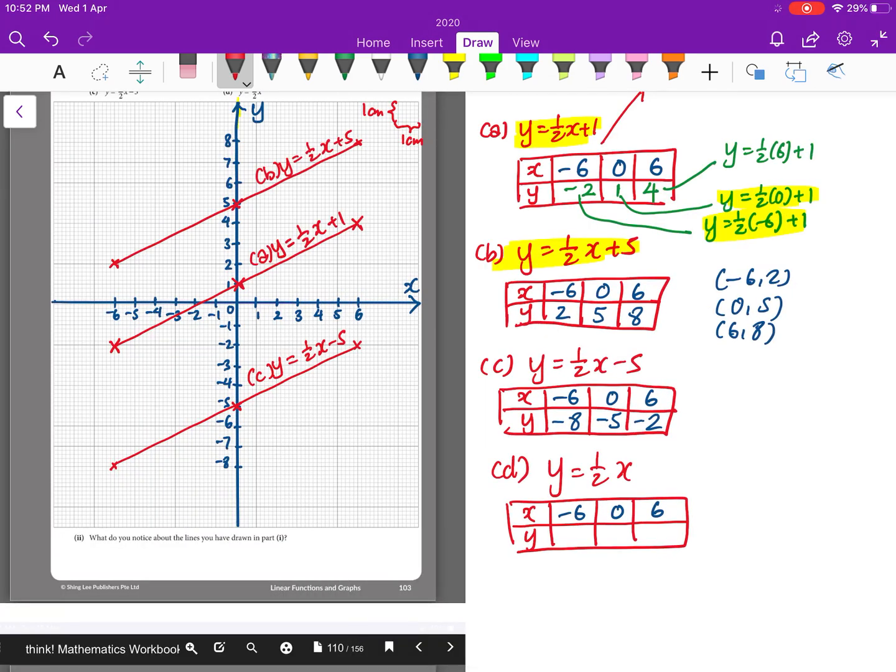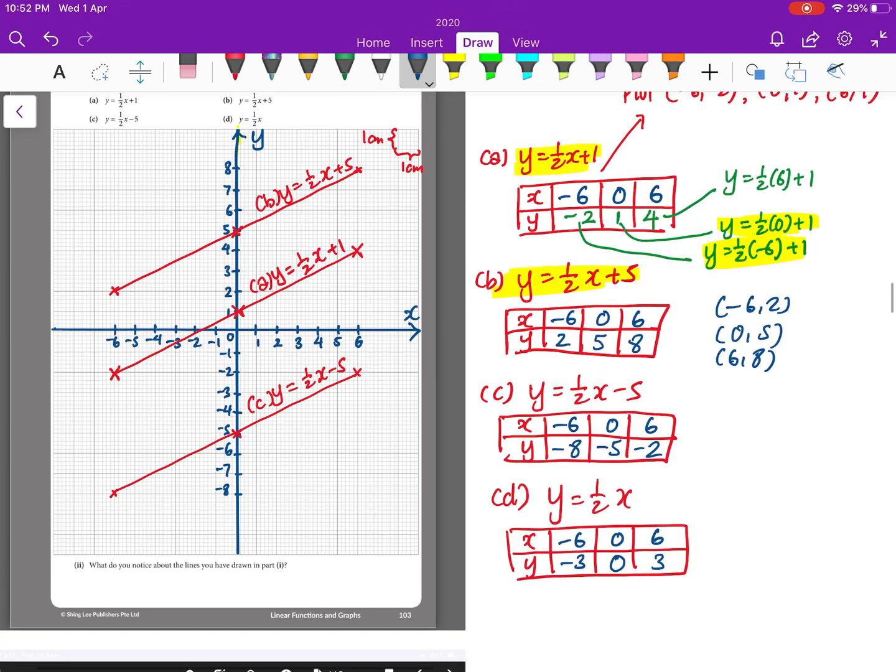Okay, what about the last graph? When x equals negative 6, y equals negative 3. When x is 0, y is 0. When x is 6, your y is 3. So let's plot this down. Negative 6, negative 3. 0, 0, and 6, 3. Somewhere here. Okay. Again, use your ruler, draw the line.